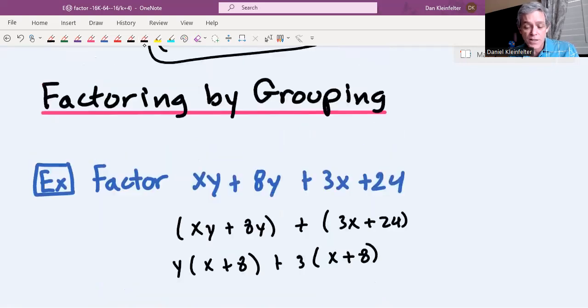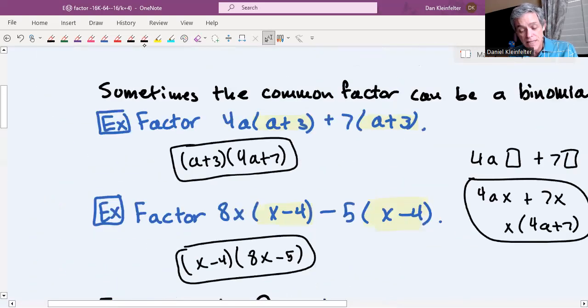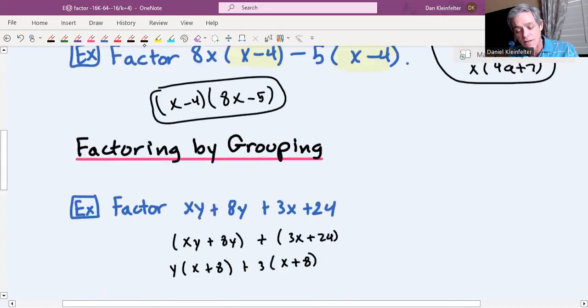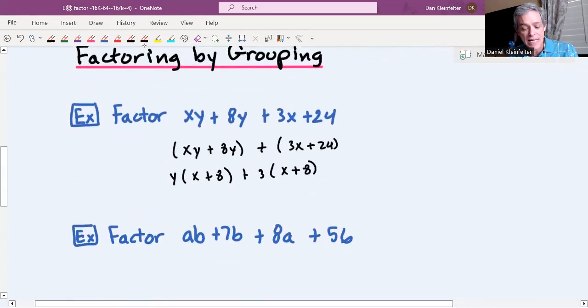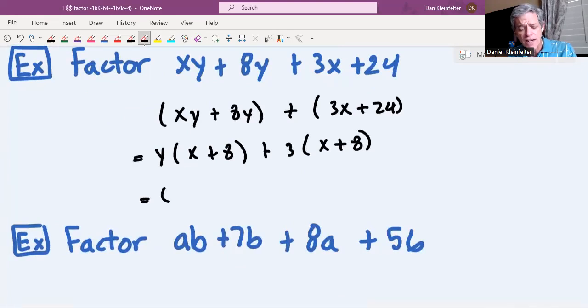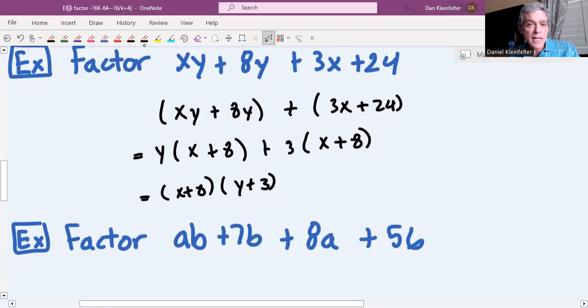This turns it into one of the examples like we did before, where there was a binomial as a common factor. This just adds that step onto the beginning where we need to create those two binomials. Here it's x plus 8. Okay, so now we can factor out the x plus 8, and we'll be left with y plus 3.